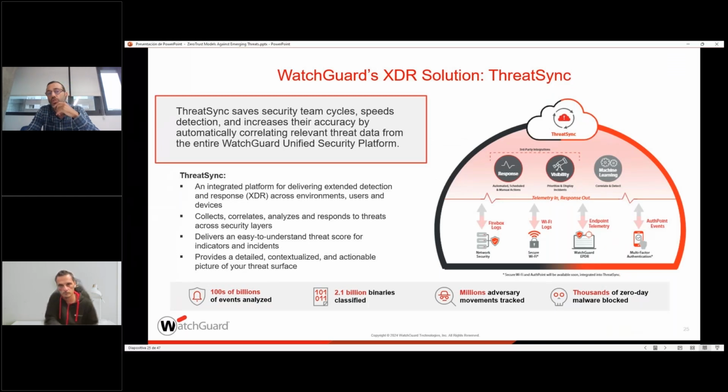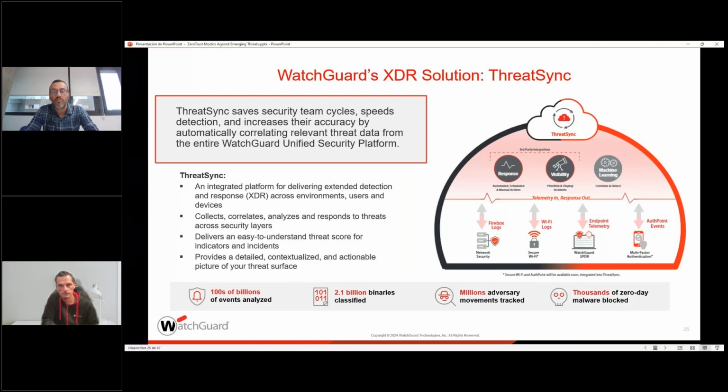And finally, I wanted to talk a little bit about the XDR solution. We are very excited as we were finally able to integrate all of the WatchGuard portfolio in our Threat XDR. We are releasing the AuthPoint integration in Q4. So identity is now fully integrated in our Threat XDR.